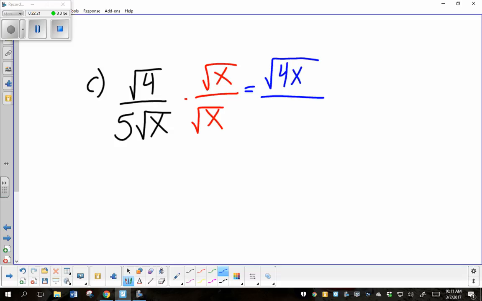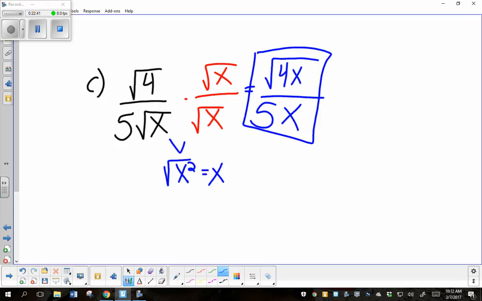Then on the bottom, remember I had this 5 sitting out here, so don't forget the 5. He's going to go right here. And then what's the square root of x times the square root of x? The square root of x squared, which is just x. So when you have something in a square root times the same thing, basically the square root goes away. Okay, let's do a tough one.